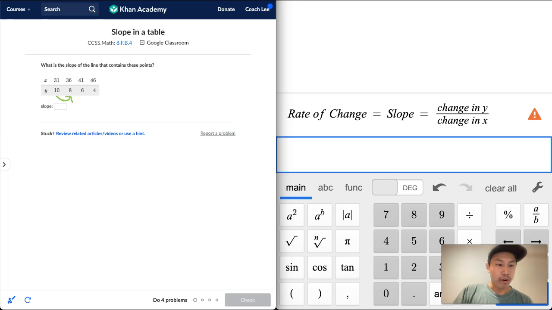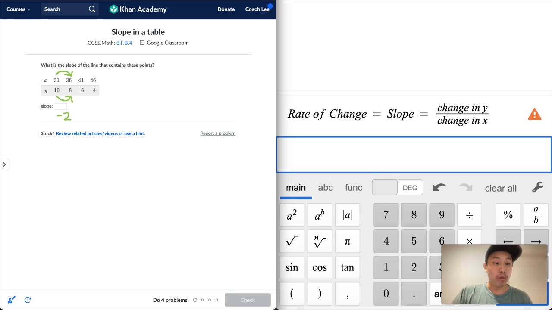And then I'm going to go from 31 to 36. Okay, so these 2 points: from 10 to 8, and then 31 to 36. All right, so from 10 to 8, it looks like we just subtract 2. Right, 10 to 8 is minus 2.